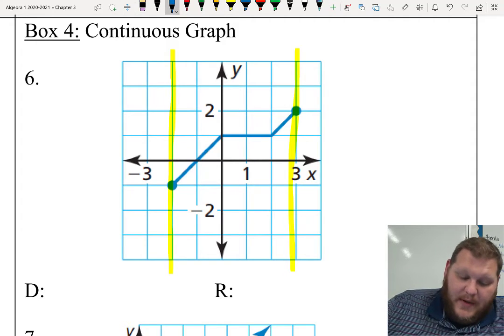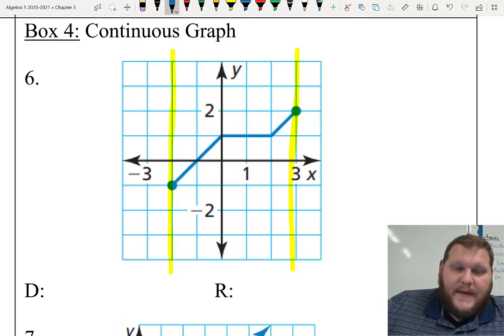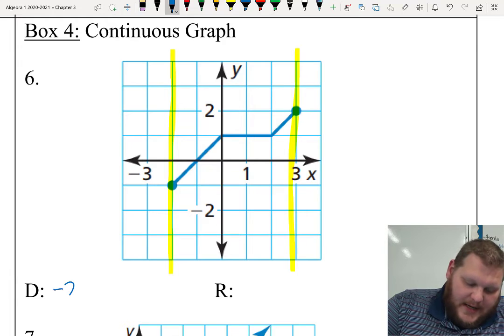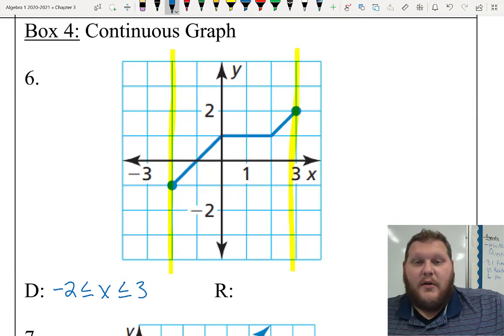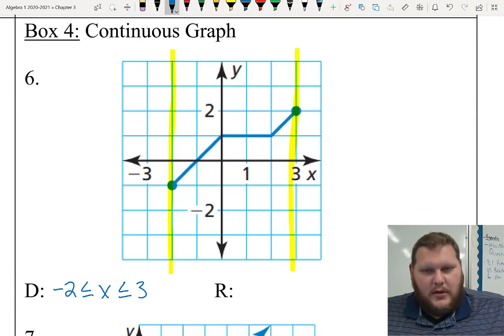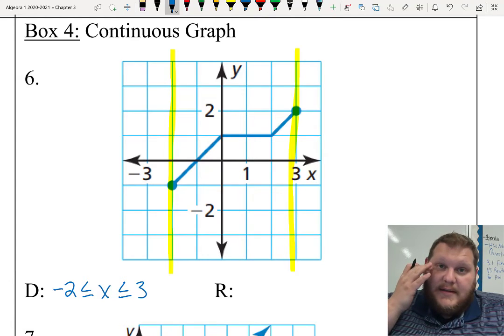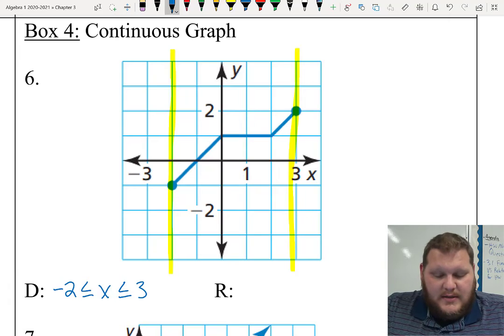So in this case, my domain, since it's a closed circle on the left side at -2 and a closed circle on the right side at +3, is going to be -2 less than or equal to x less than or equal to 3. Because my x values go as far left as -2, including -2 because it's a closed circle, and my x values go as far right as positive 3, including positive 3, because again, it's a closed circle.